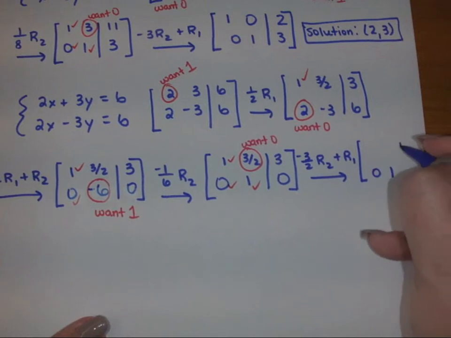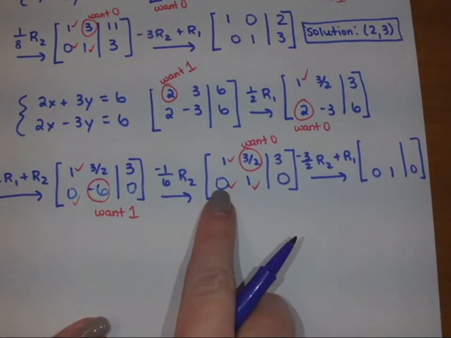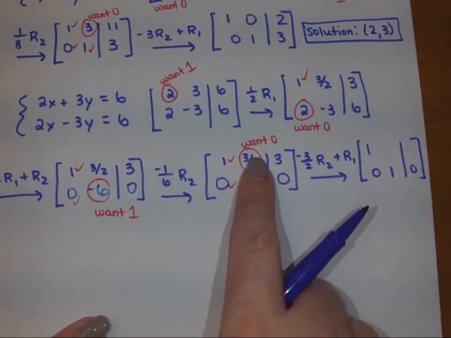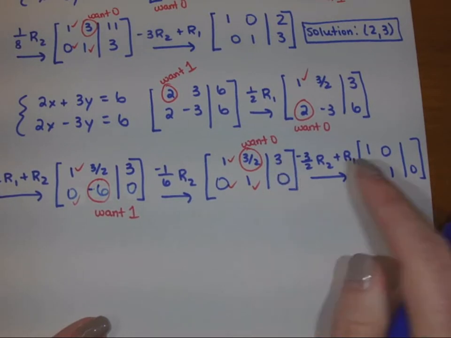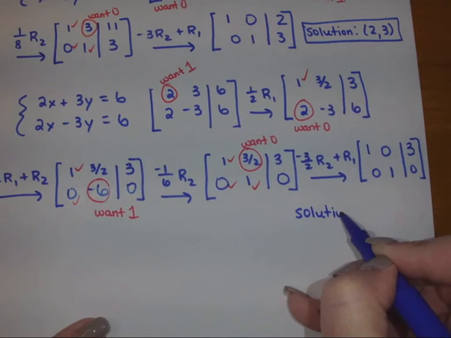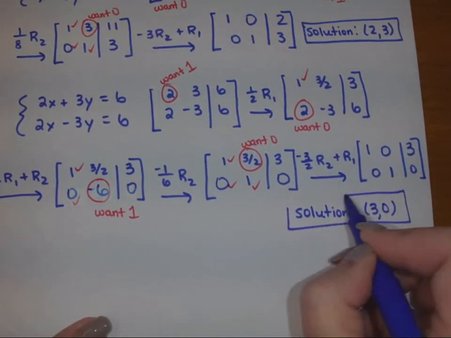So carry over your second row because it's actually complete if you look at it. And then negative 3/2 times 0 plus 1 is 1. Negative 3/2 plus 3/2 is 0. Negative 3/2 times 0 plus 3 is 3. So the solution, again, that could be checked, and I hope you will, on the test is (3, 0).